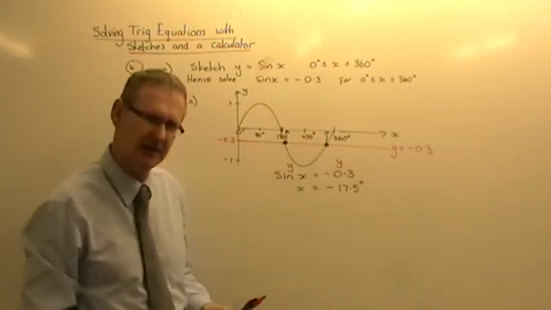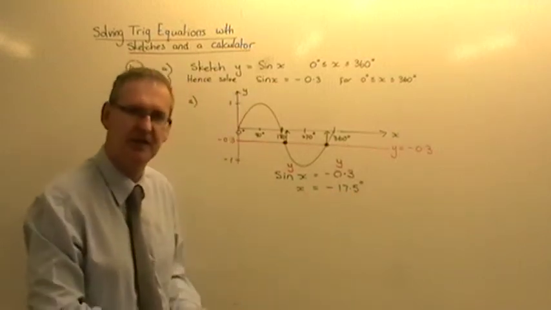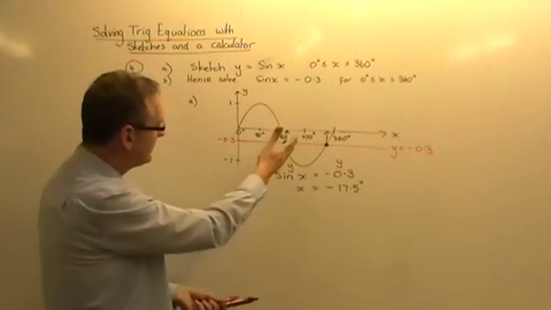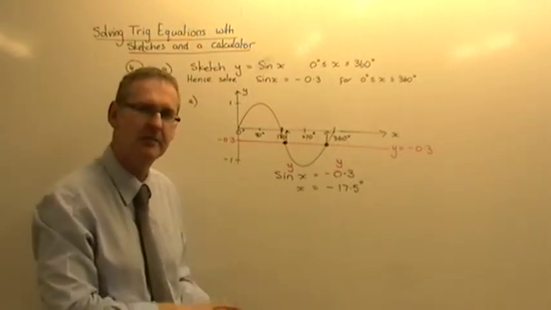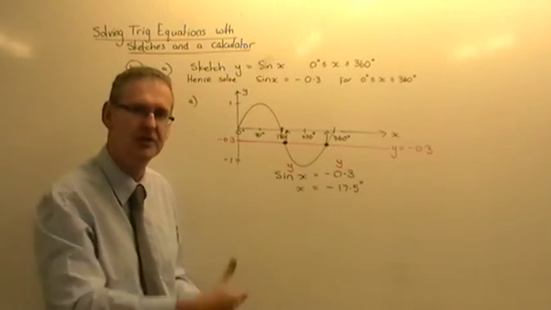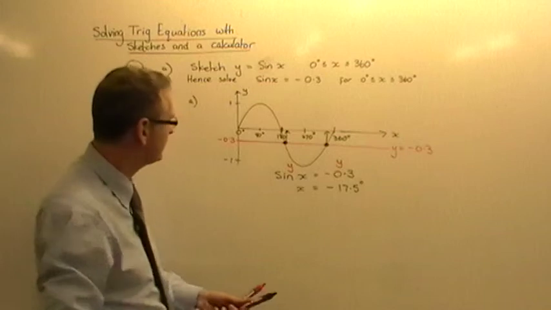So for this particular question, if I've got a minus 17.5 from the calculator, what I want to do is draw a bit of the picture with the negative x angles on it to be able to help me use the symmetry to get the actual 2 answers. Let me show you what I mean.